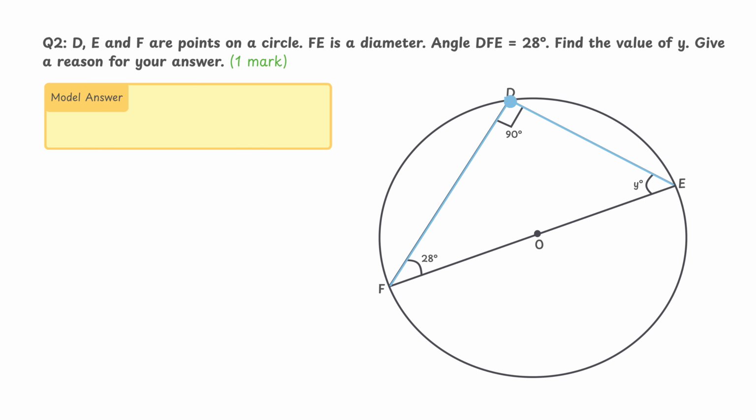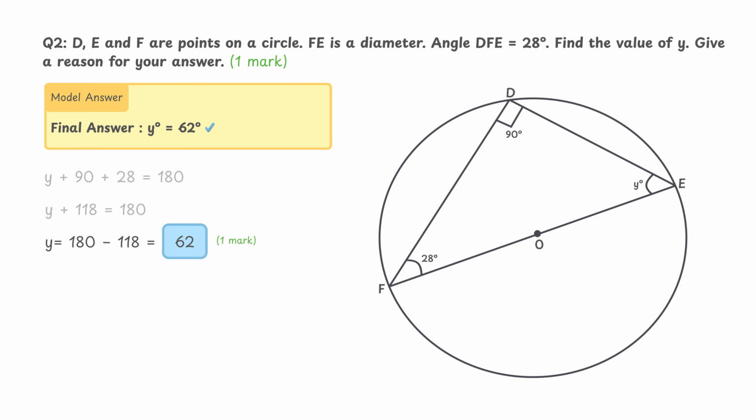Now let's move on to finding y. We are working inside triangle DFE, so we use the angle sum of a triangle. Write the equation step by step. Y plus 90 plus 28 equals 180. Now simplify. Y plus 118 equals 180. Subtract 118 from both sides. Y equals 62. So the final answer is 62 degrees.